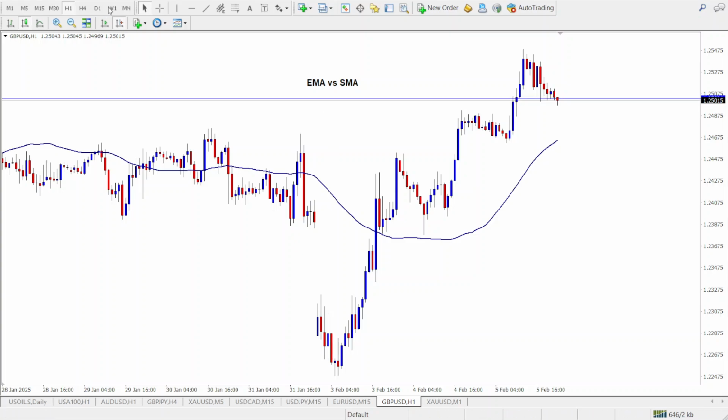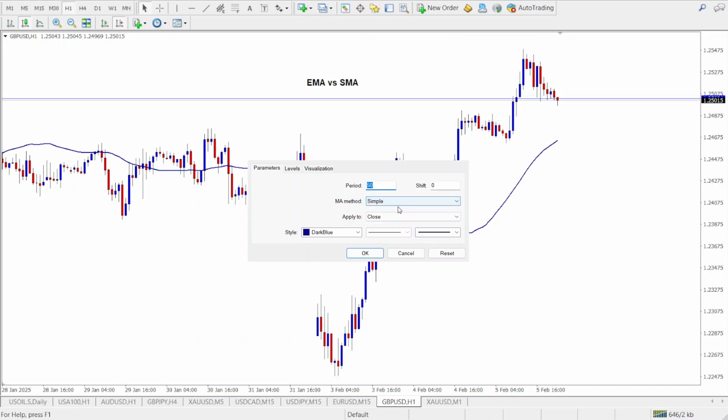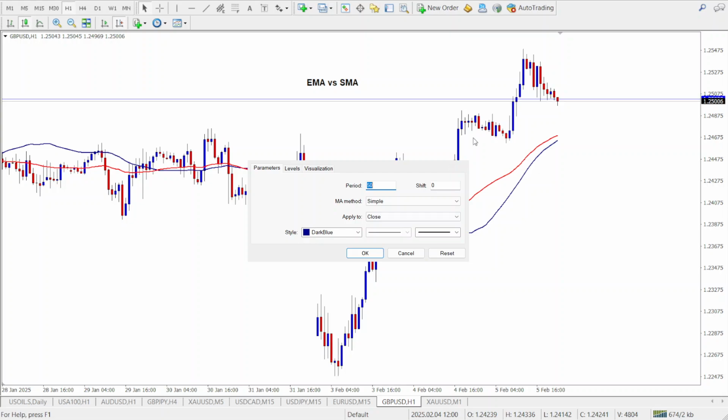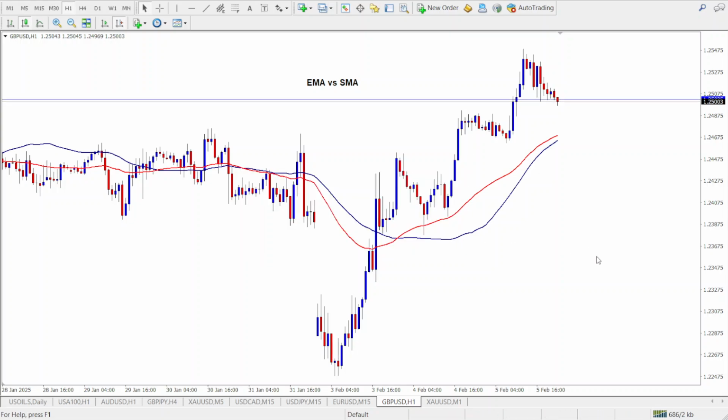I'm just going to add the EMA to the chart. I'm going to use the same 50 period. I'm going to change this to exponential. I'm going to change the color so that we can easily identify it. And you can see, here we go. So the red is the 50 EMA, while the dark blue is the 50 SMA. The fact that the EMA adds more weight to recent prices makes it react much faster to price movements.